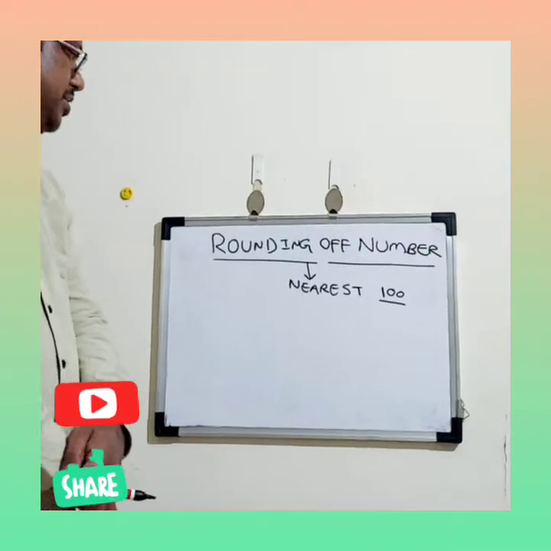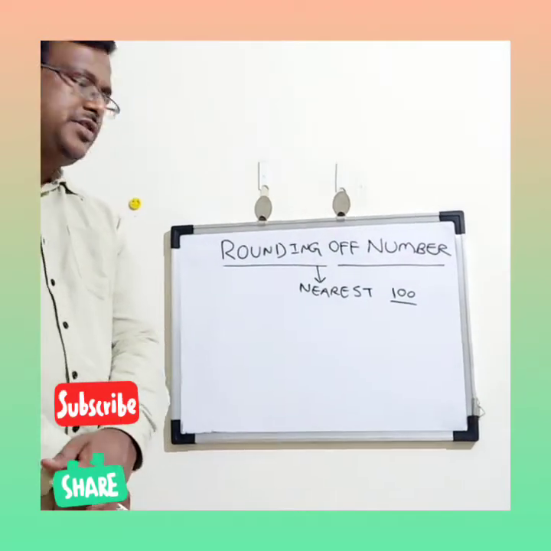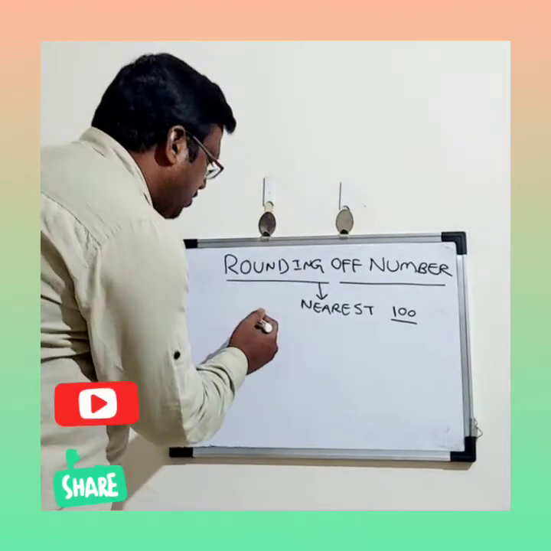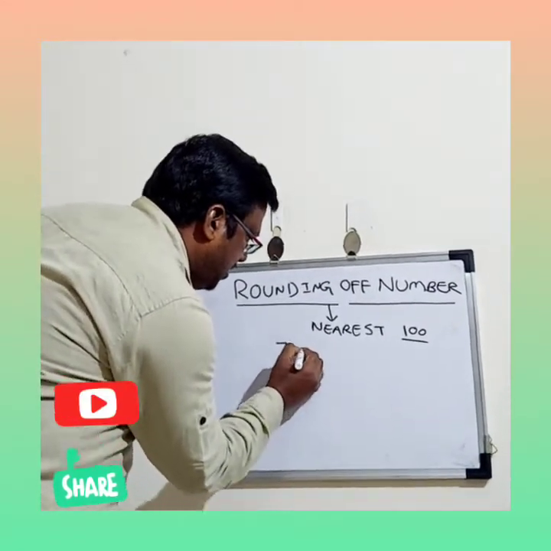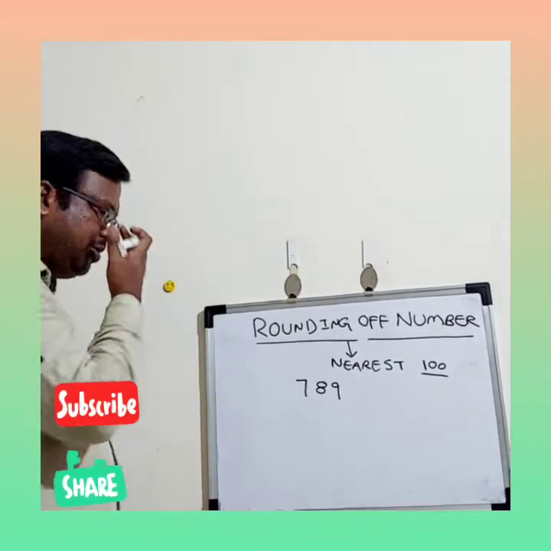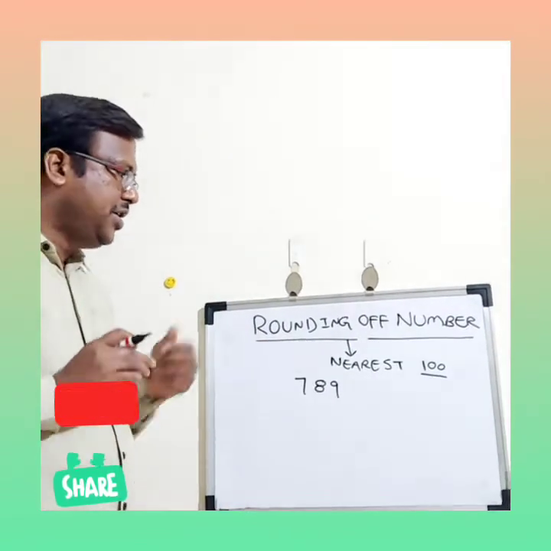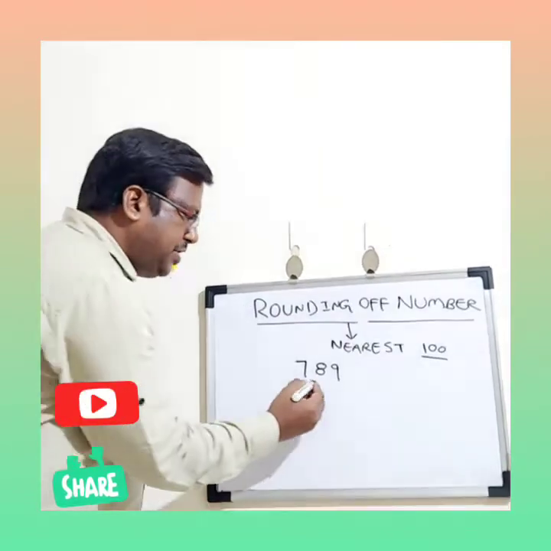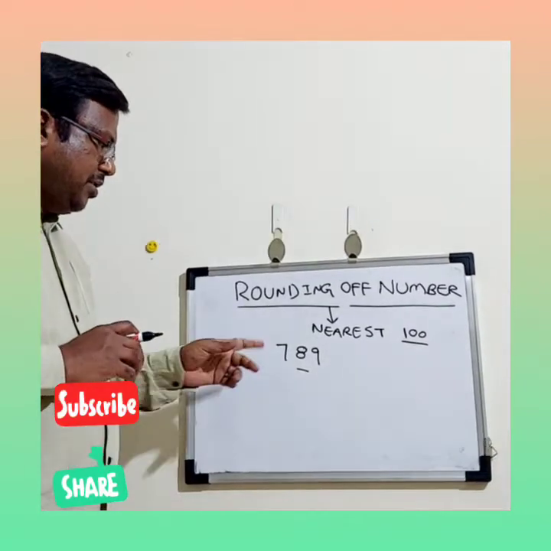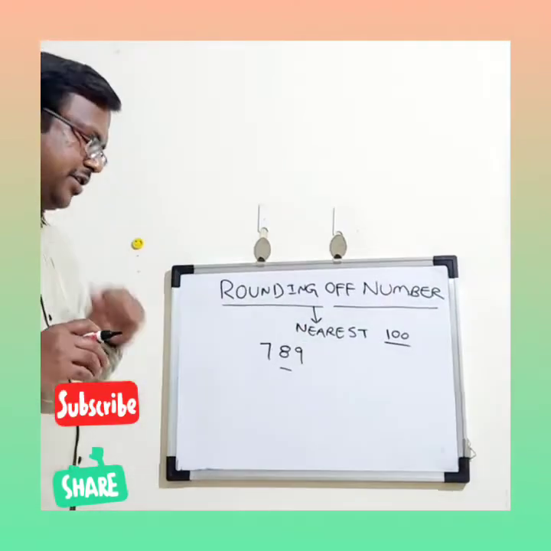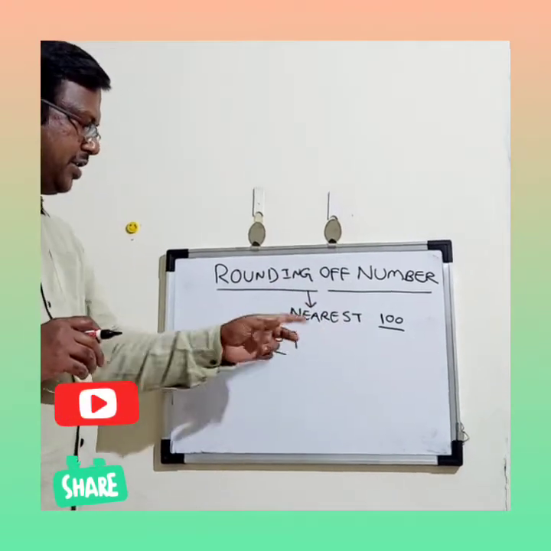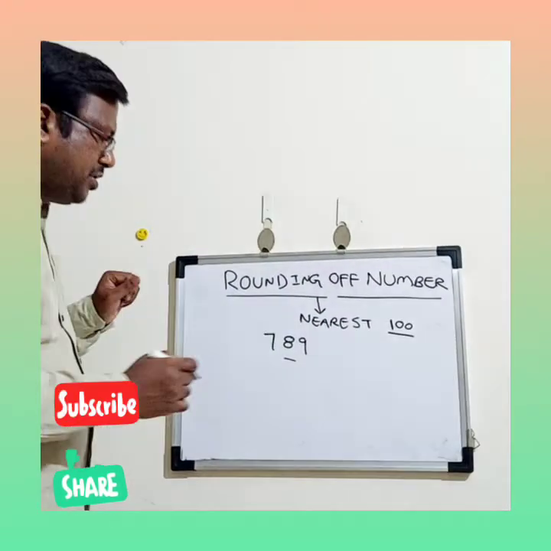Now we'll discuss the same concept, but for the nearest 100. Rounding a number to the nearest 100. For example, 789. Here, when you want to round off a number to the nearest 100, always compare the tens digit position. We can say the answer directly is 800, because we know 789 is almost near the next hundred, that is 800.